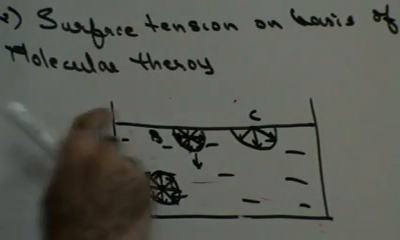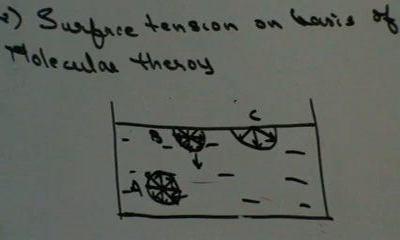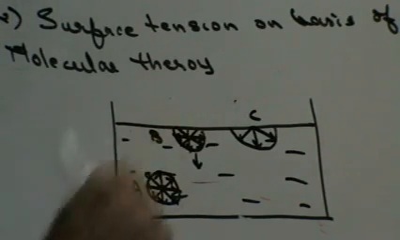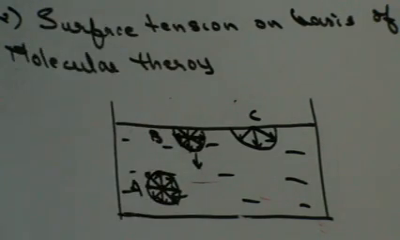This causes the surface of the liquid to contract, because the molecules on the surface have a tendency to move down, which causes the surface of the liquid to contract, which gives rise to the phenomenon of surface tension. Do you understand why the phenomenon of surface tension arises on the basis of the molecules of water? Let's write this down first.